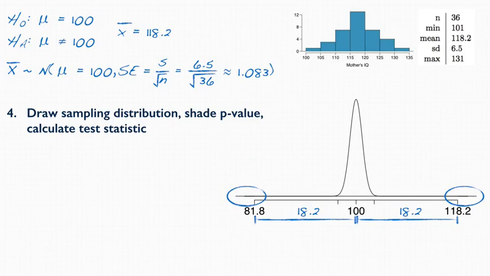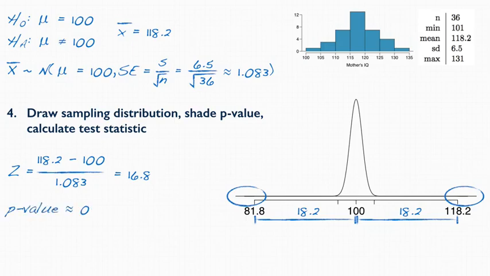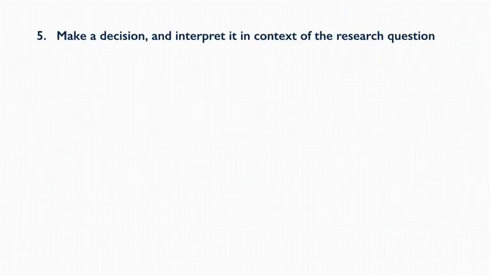First, we calculate a z-score as the observed sample mean 118.2 minus the null value 100 divided by the standard error 1.083. Our z-score comes out to be 16.8. Such a high z-score means that the observation is unusually far from the center, and hence the p-value, which is going to be the sum of the two tail areas here, will be approximately 0. Lastly, we need to make a decision and interpret it in context of the data. The smaller the p-value, the stronger the evidence against the null.